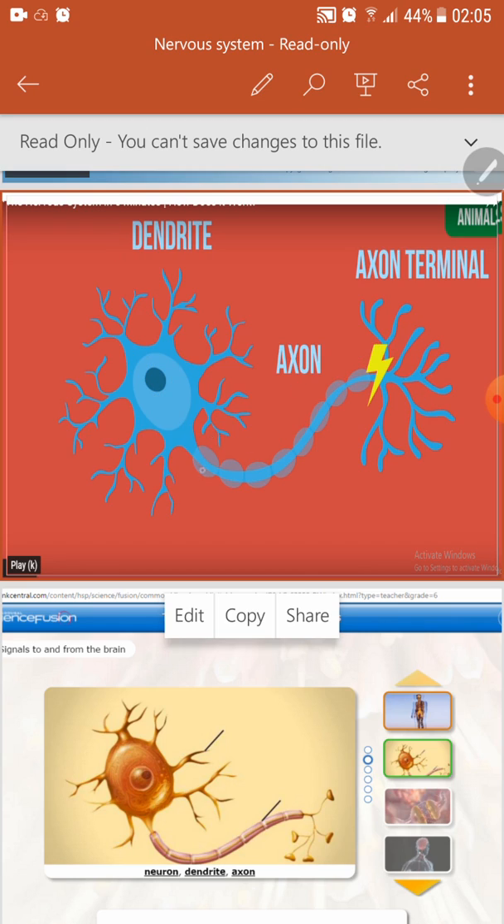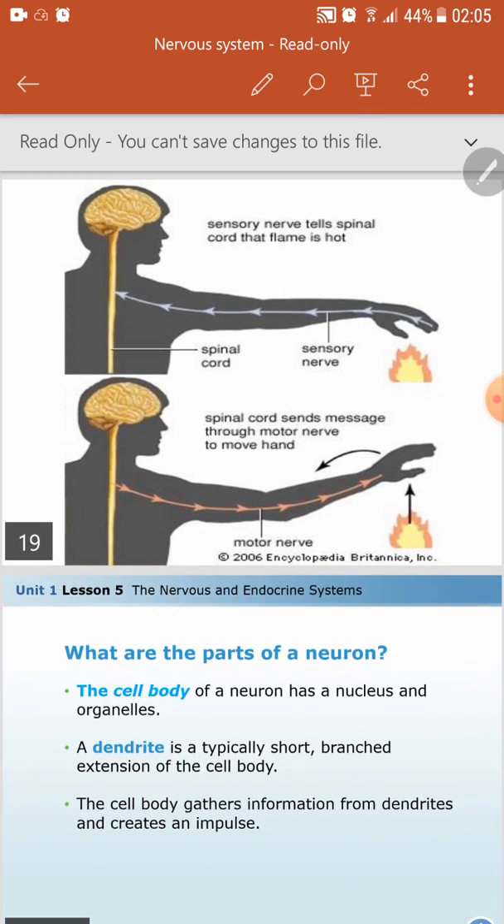Throughout the neuron, it moves as an electric impulse. From the axon terminal to the next dendrite, it moves as a neurotransmitter, which is a chemical message. That's it. This is everything for today.